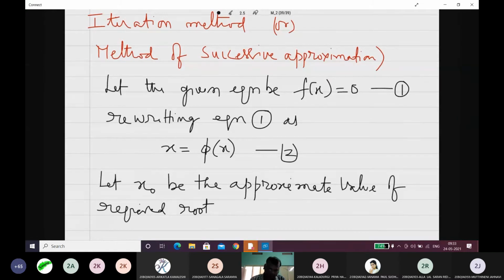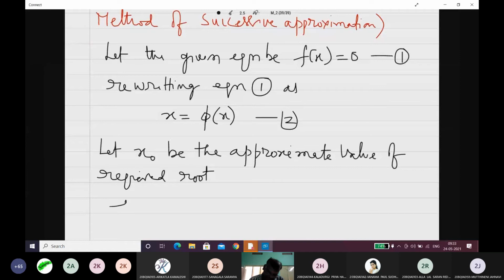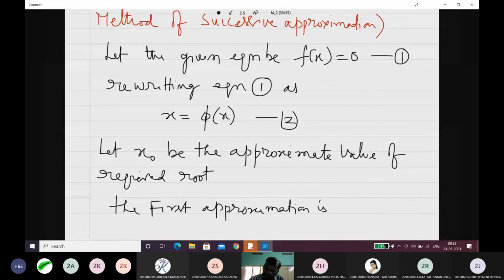Now the first approximation is x1 is equal to phi of x naught. This is a very simple and easiest method, but sometimes it is not convergent. It won't give the root of that equation. That is very important that we have to observe.